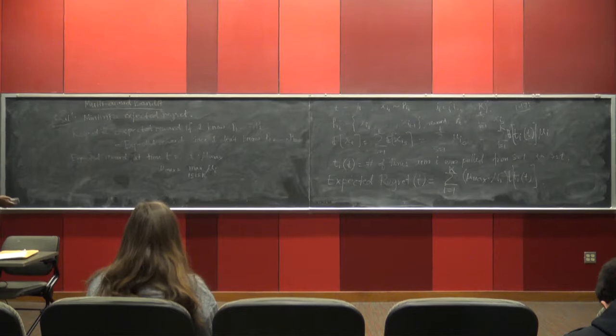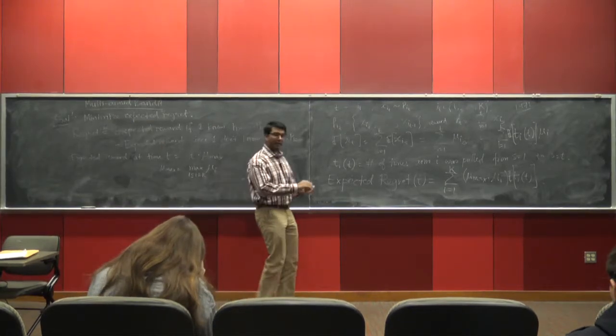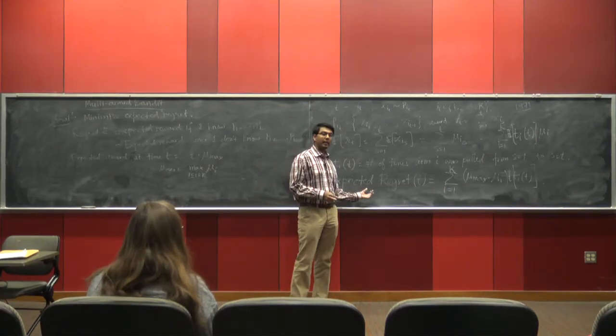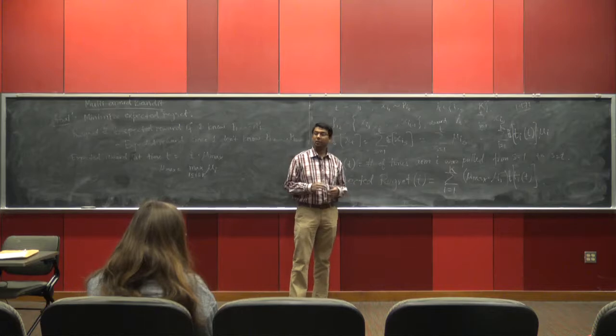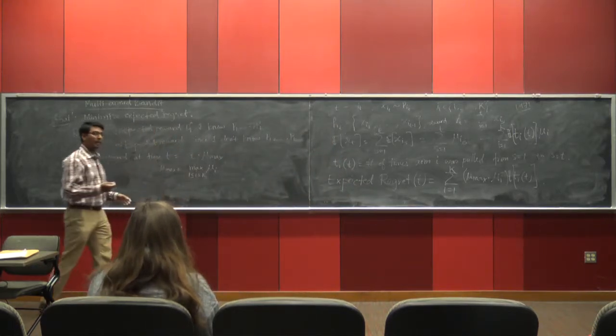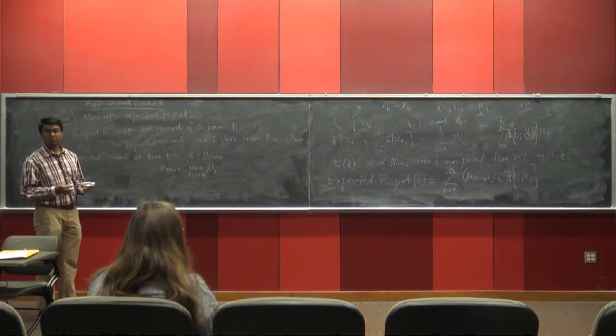So what's the fundamental result? No matter what you do, you will accumulate some regret. Okay. How much is that regret going to be? Because you don't know the distributions, you will accumulate some regret. What is the fundamental lower bound on the regret?